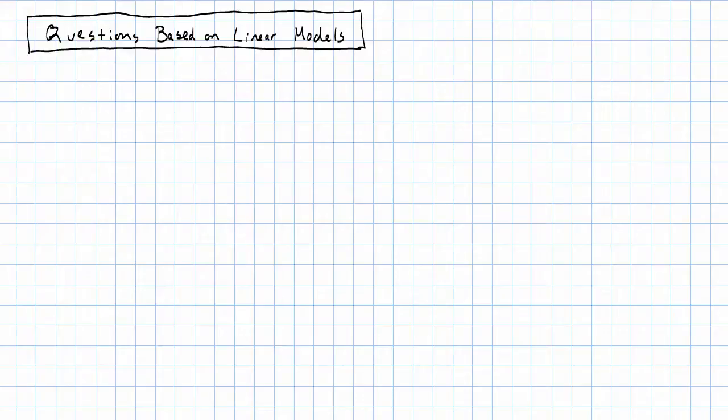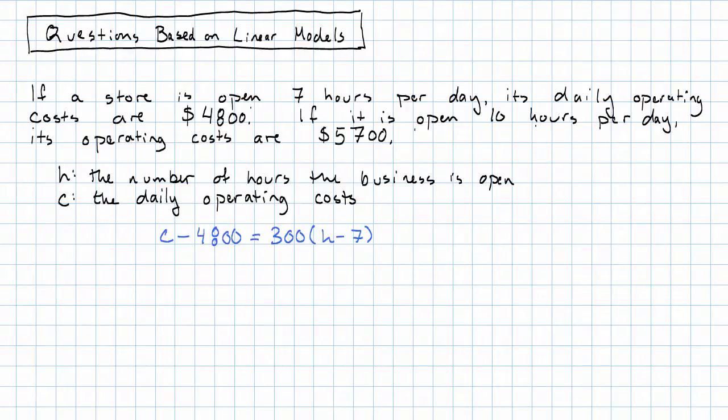So, let's look back at the previous example. We were told this story about a store's hours and its operating costs. And we wrote down this equation relating the store's hours to its operating costs. Now, if I want to do a bunch of work using this equation, I probably want to rewrite it in a nicer form, but let's see.